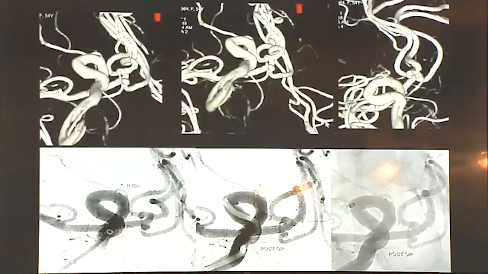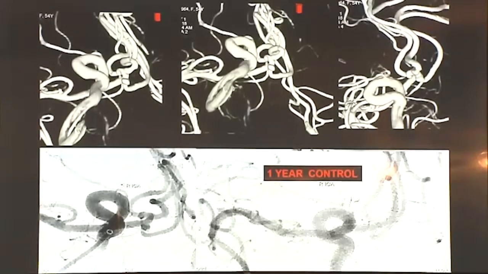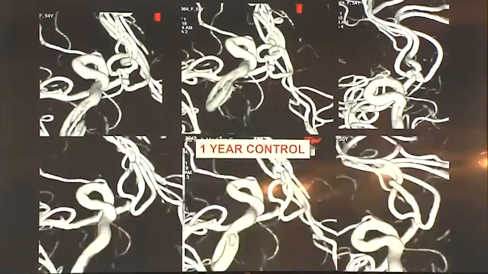Another example, multiple small blebs. We treated this patient not in the very acute phase, had a previous bleeding, and we put the flow diverter in the straighter A2, and this is how it looked like at 1-year control. The entire anatomy is remodeled. The blisters are gone. And this is the 1-year control on the same patient.